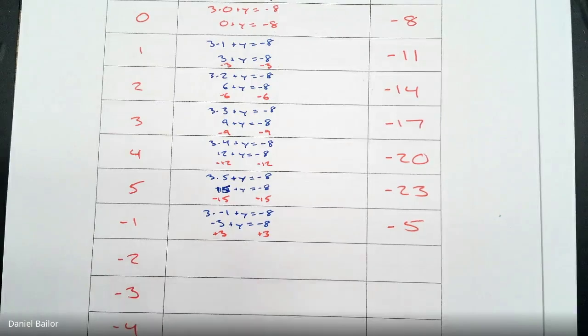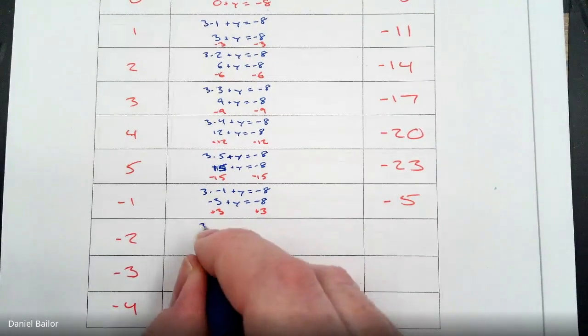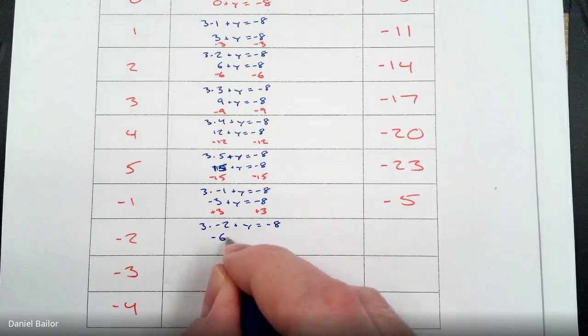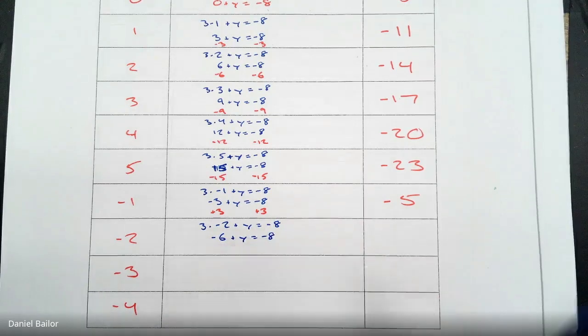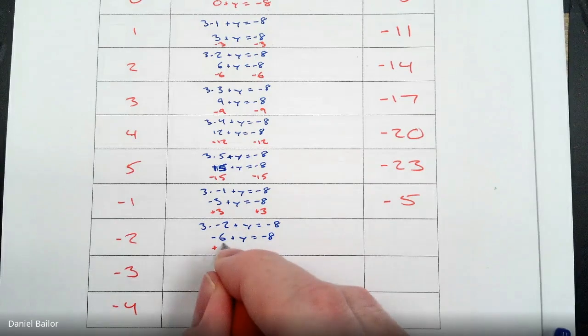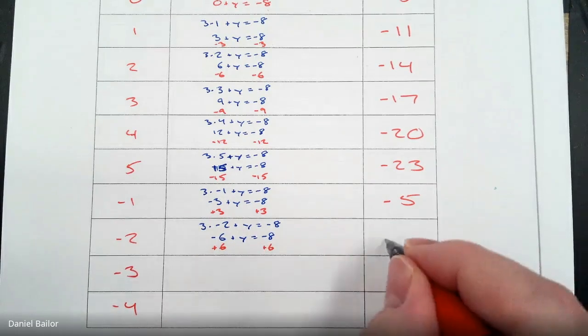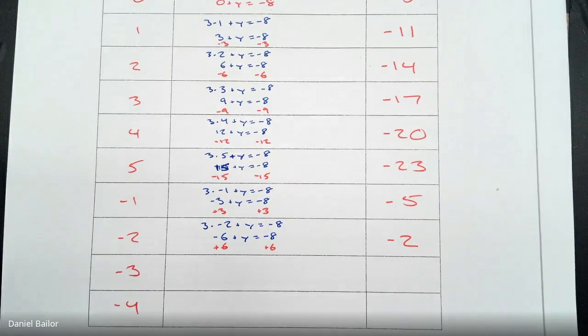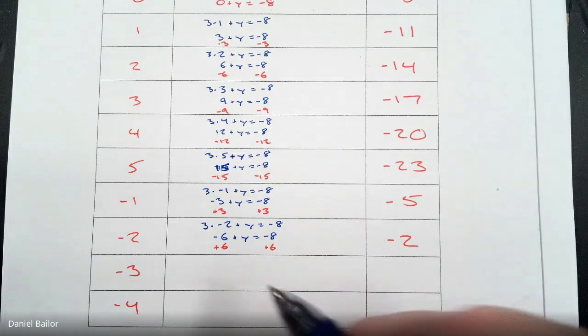For -2, 3 times -2 plus y equals -8. That's -6 plus y equals -8. Add 6 to both sides. Y is going to be -2. And this is all work that we've been practicing all of Module 4, so you should be doing this just as quick as me.